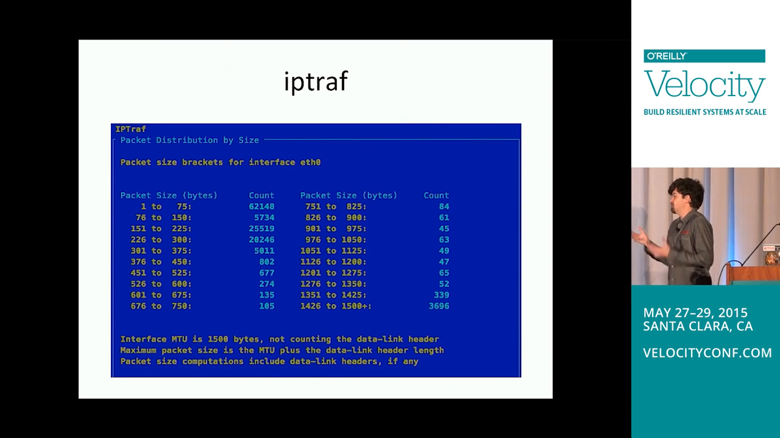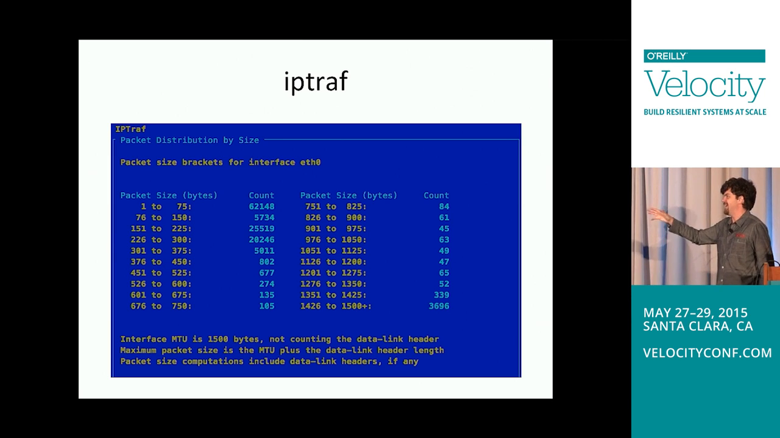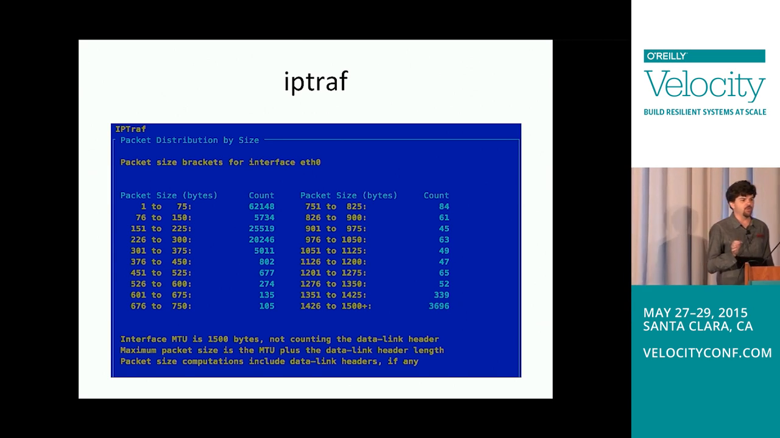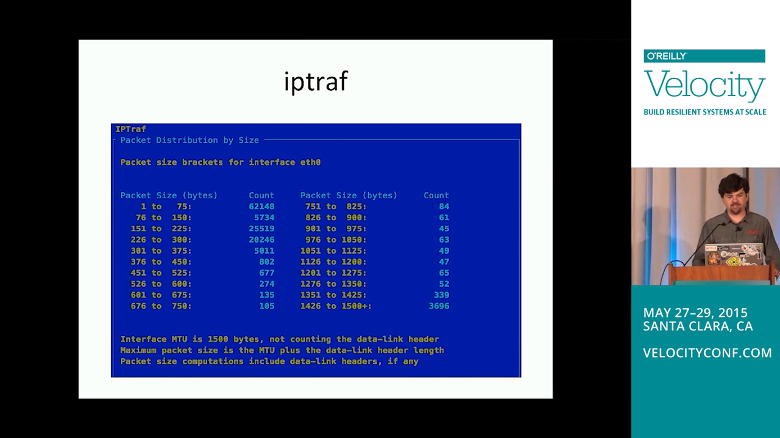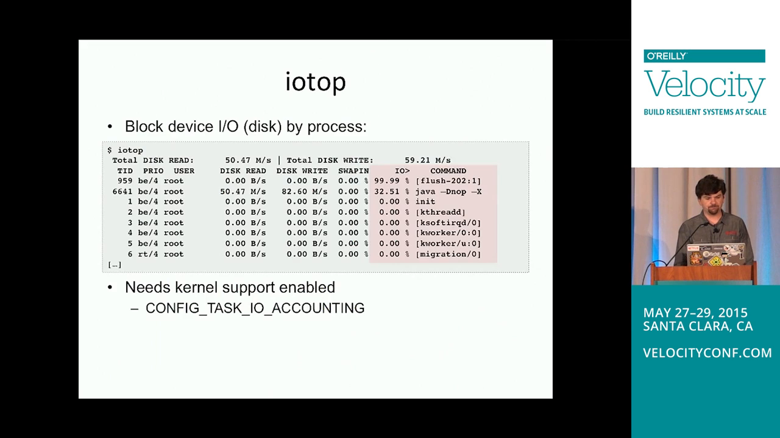iptraf is just a neat tool that gives you a histogram of the network packet sizes that are being sent on the network interface. iotop, that was mentioned earlier, although I don't have it installed, generally because I use my own tools. iotop will give you block device I/O by process if you have CONFIG_TASK_IO_ACCOUNTING set up.